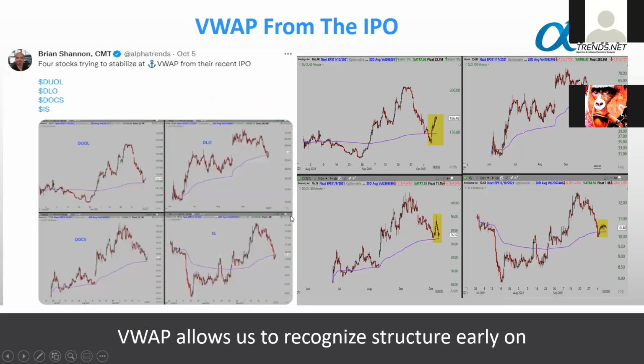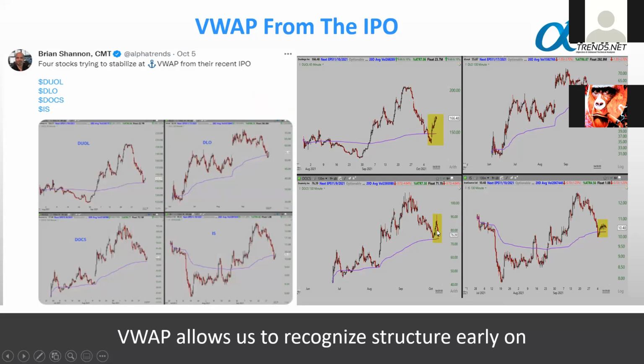These were some recent ones that I put on October 5th and again through last Friday. When we look at these 4 recent IPOs, none of them are connected in any way that I'm aware of. DUOL, DLO, DOCS, and IS, they all came down and tested that VWAP. And I said, I don't know if this is a buy here, but in the first one, DUOL, it dropped down a little bit, but then buyers regained control. It dropped down slightly. It was actually already through it, but buyers gained control there.